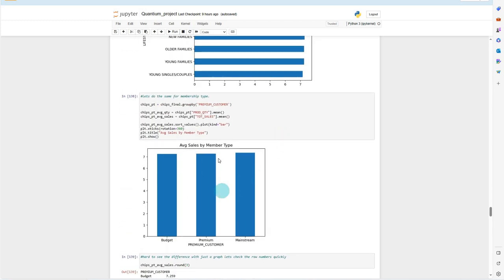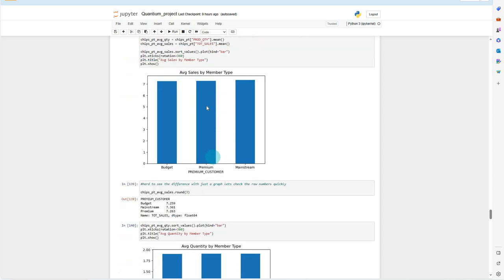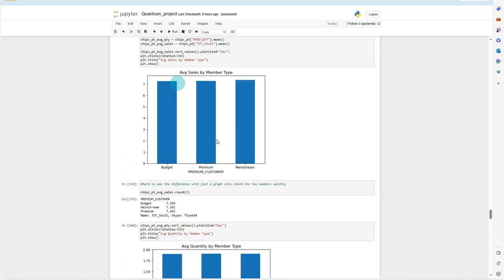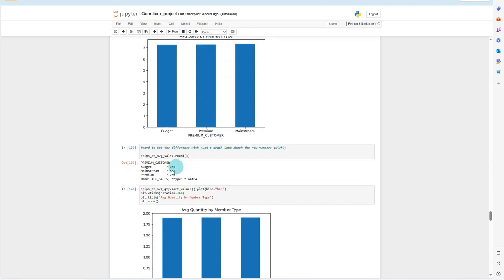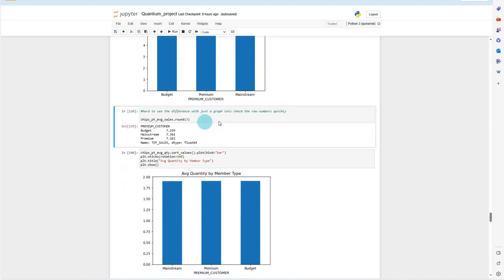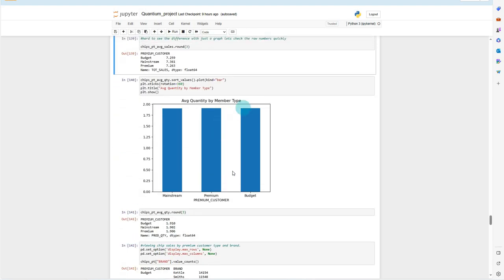And then looking by member type, the average sales spent by member type, there was not much difference at all. It's so tight here that I actually had to look at the raw numbers to see any difference. So they're very close. $7.25, $7.36, $7.26. So not much variation there with the average sales per customer. And the average quantity by member type I did as well.